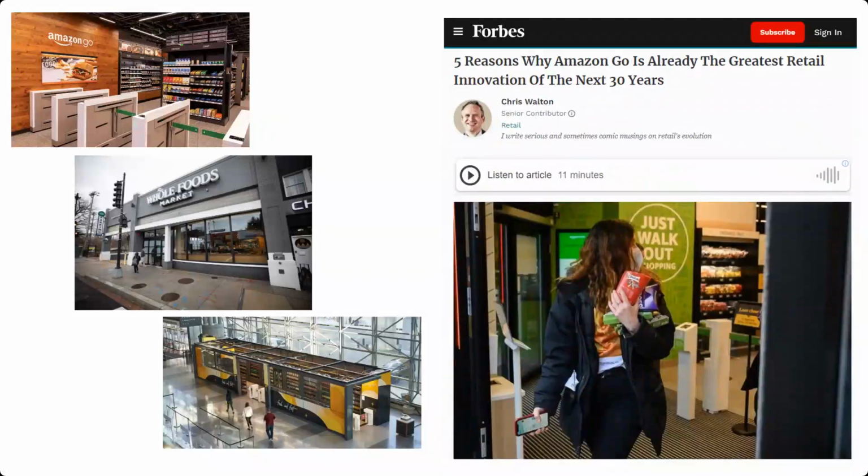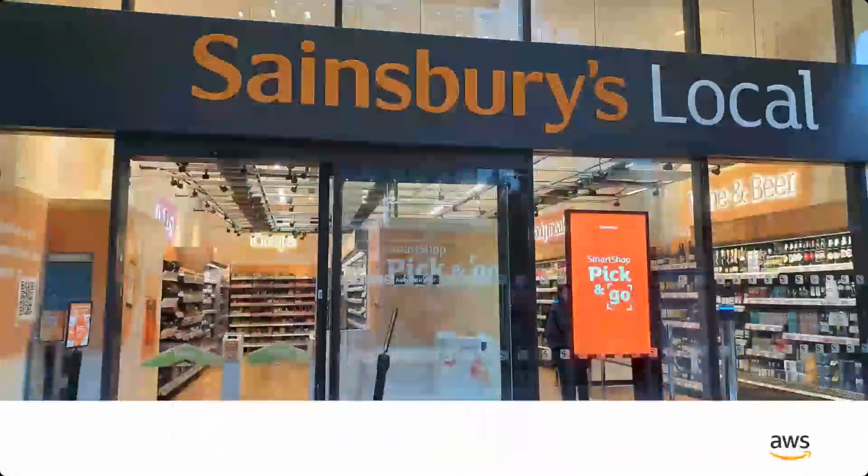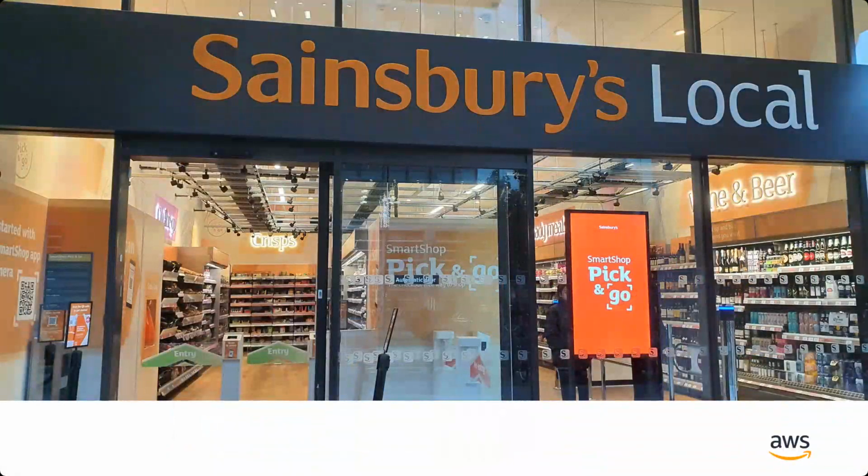This is from Forbes, saying this is a disruption in the retail business. This one is Sainsbury's, I took the photo myself. Sainsbury's is also implementing our technology because they have the same problem. They said they wanted to open 24/7, but they face increasing labor costs, and they want to maximize their profit and be available 24/7, but make it profitable.